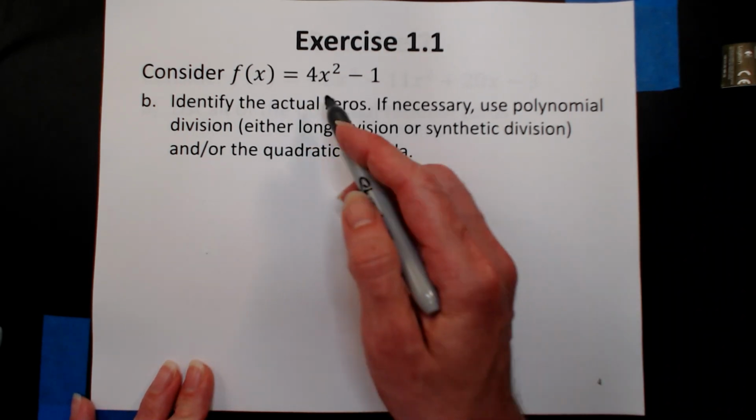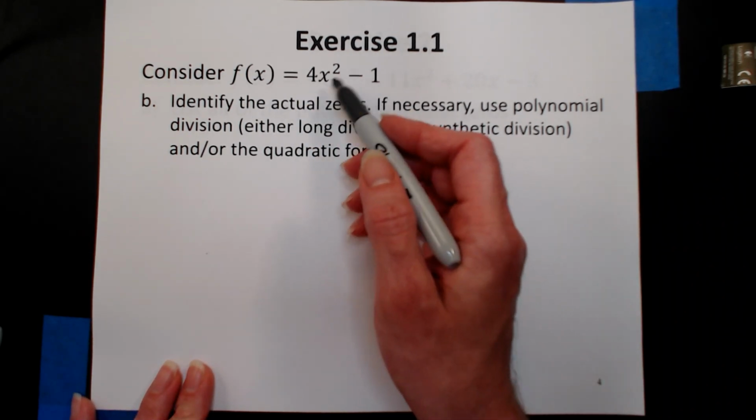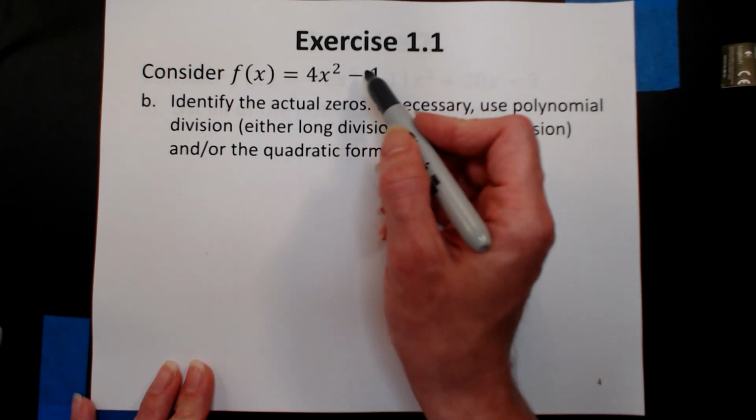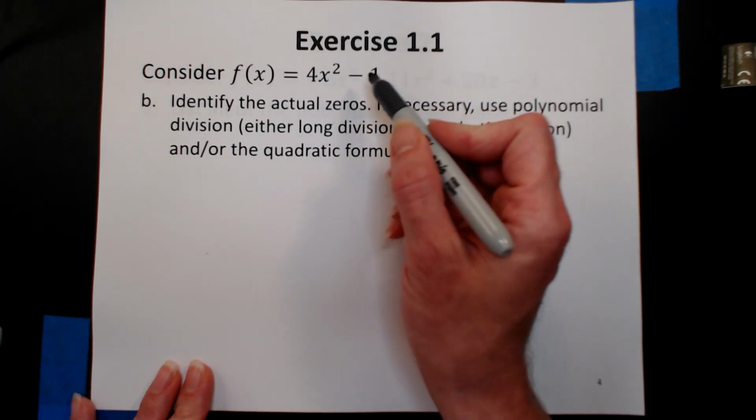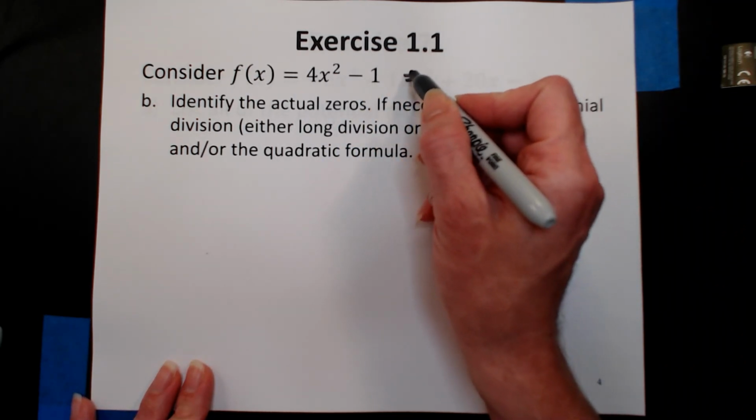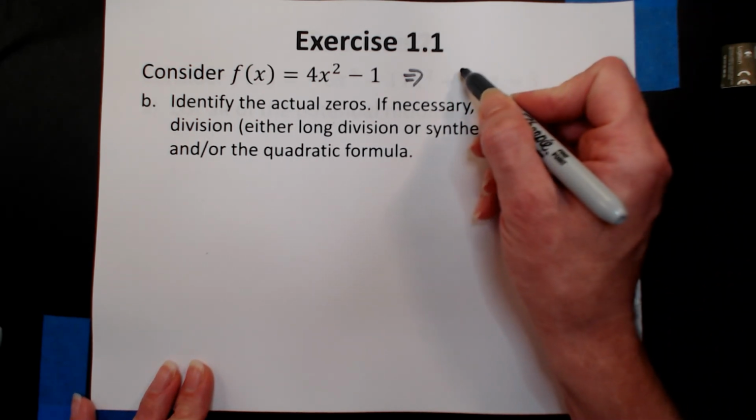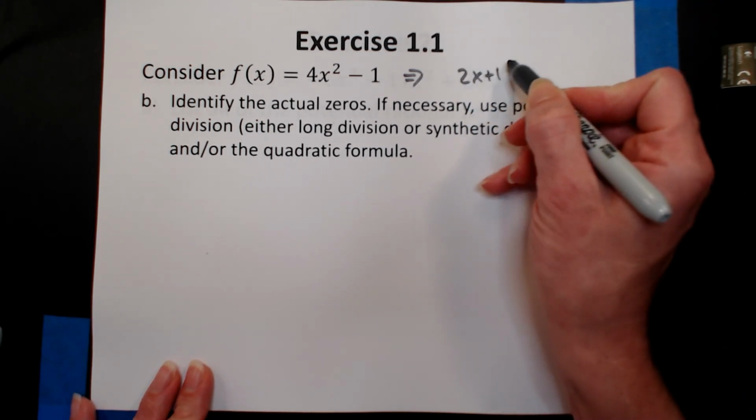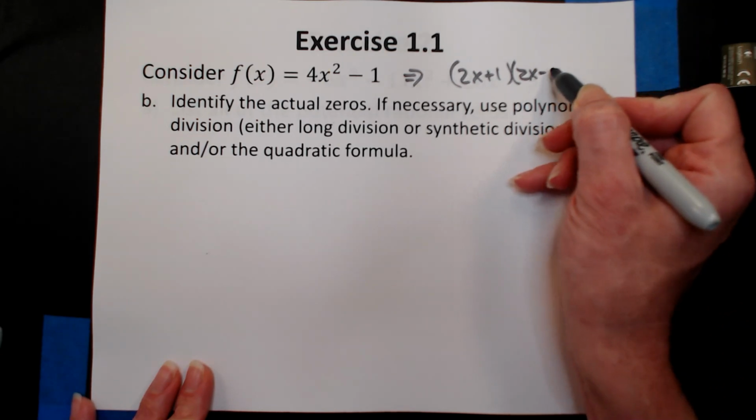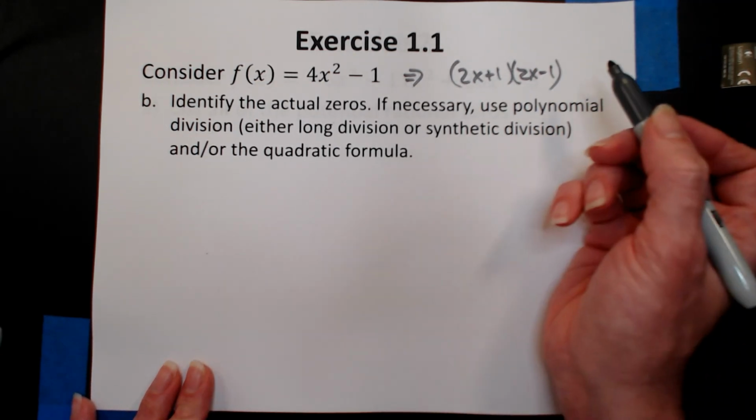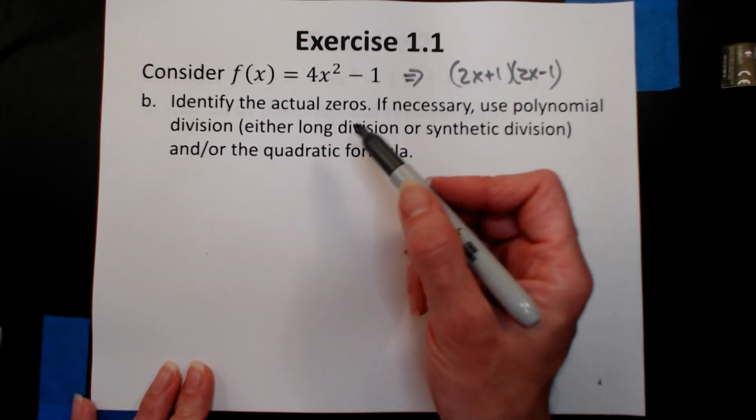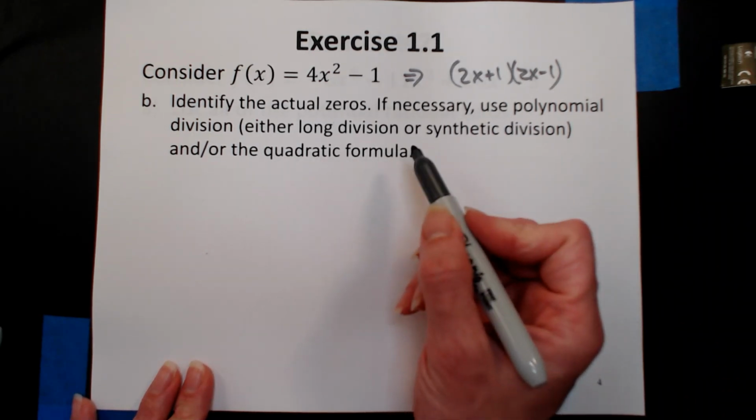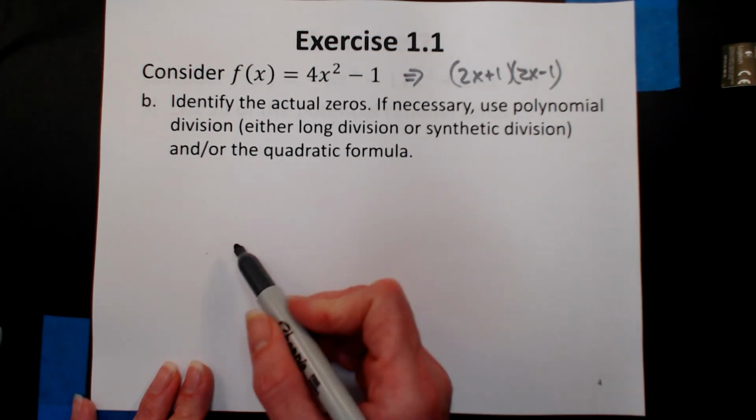So looking at this, there's a couple things we can do. It's a quadratic, so we can go ahead and use the quadratic formula. Also, it's the difference of two perfect squares. We may factor it that way. You might say, well, this would be easier if I said this is 2x plus 1 times 2x minus 1. And that's fine, but let's say we're going to just guess and use synthetic division as practice.